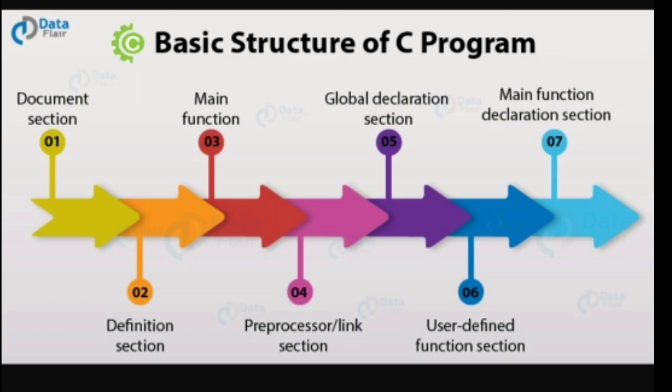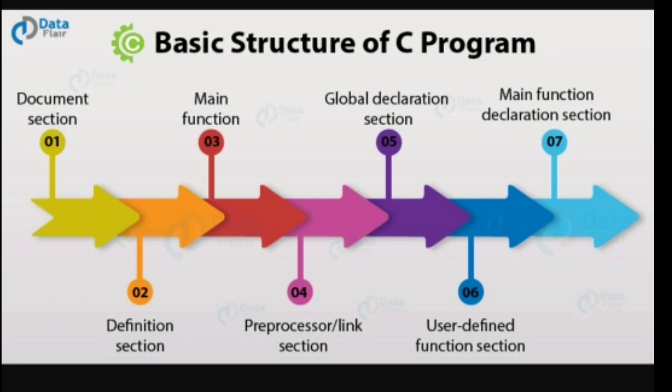The sections are: the documentation section, then the global declaration section, the main function, the definition section, the preprocessor or link section, and the define statements. These are some sections of the basic structure of a C program.